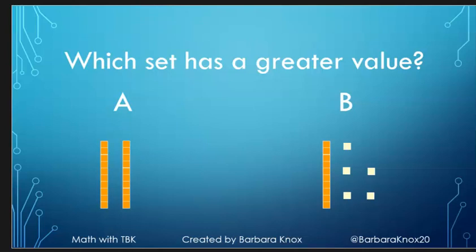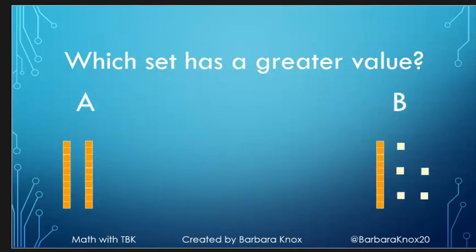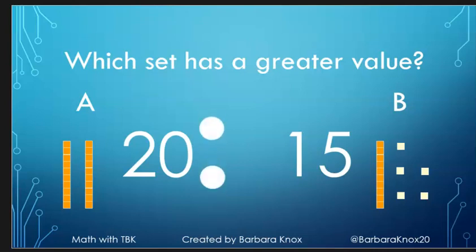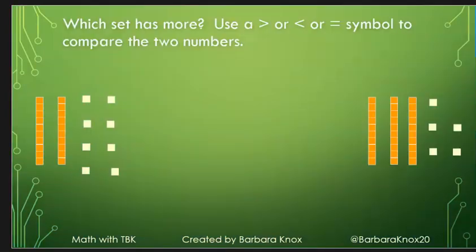Decide which set is greater, set A or set B. The value of the blocks on the left is 20, and the value of the blocks on the right is 15. Since 20 is more than 15, I make the 2 dots by the 20 and the 1 dot by the lesser number 15. Then I connect the dots from top to bottom. I can now read the inequality as 20 is greater than 15.